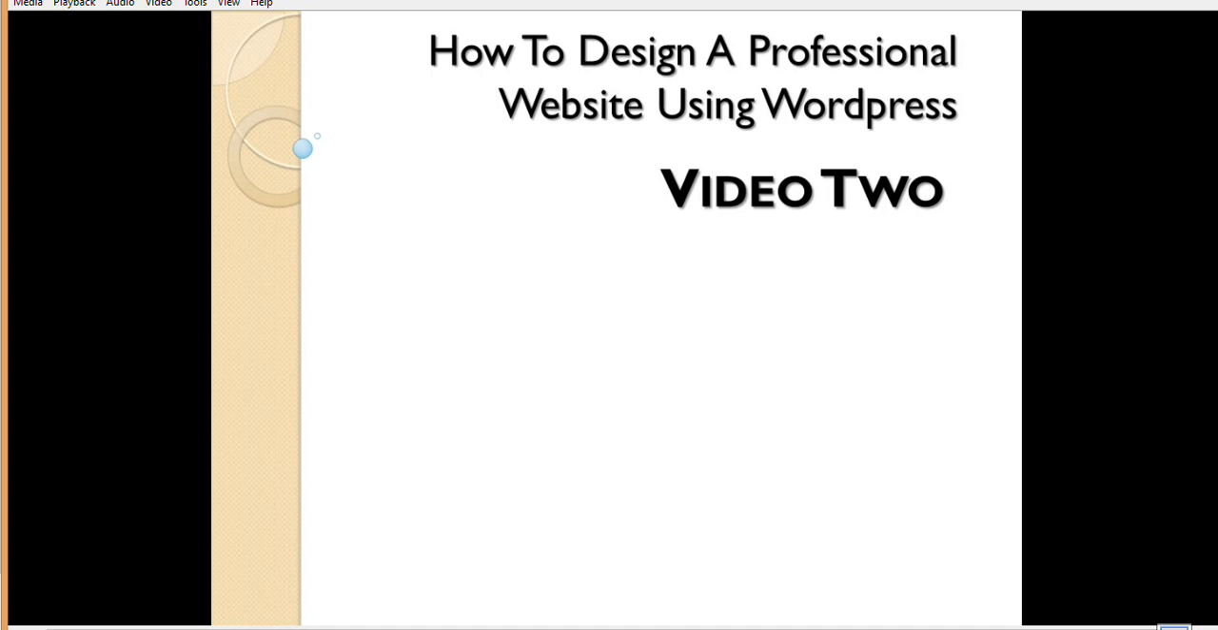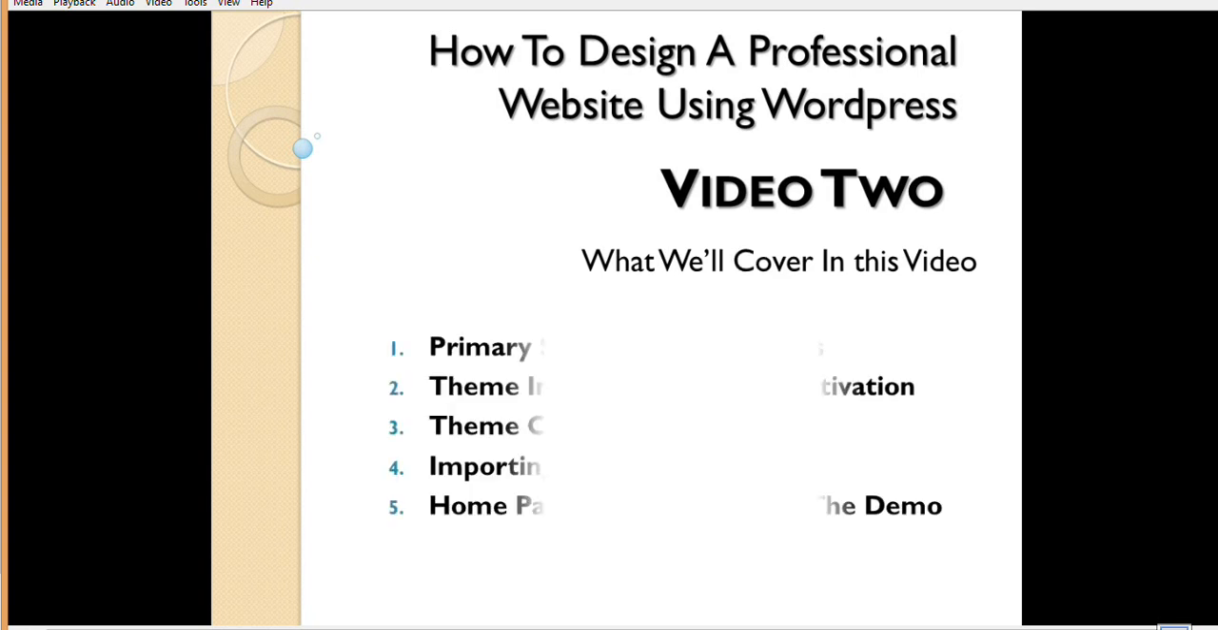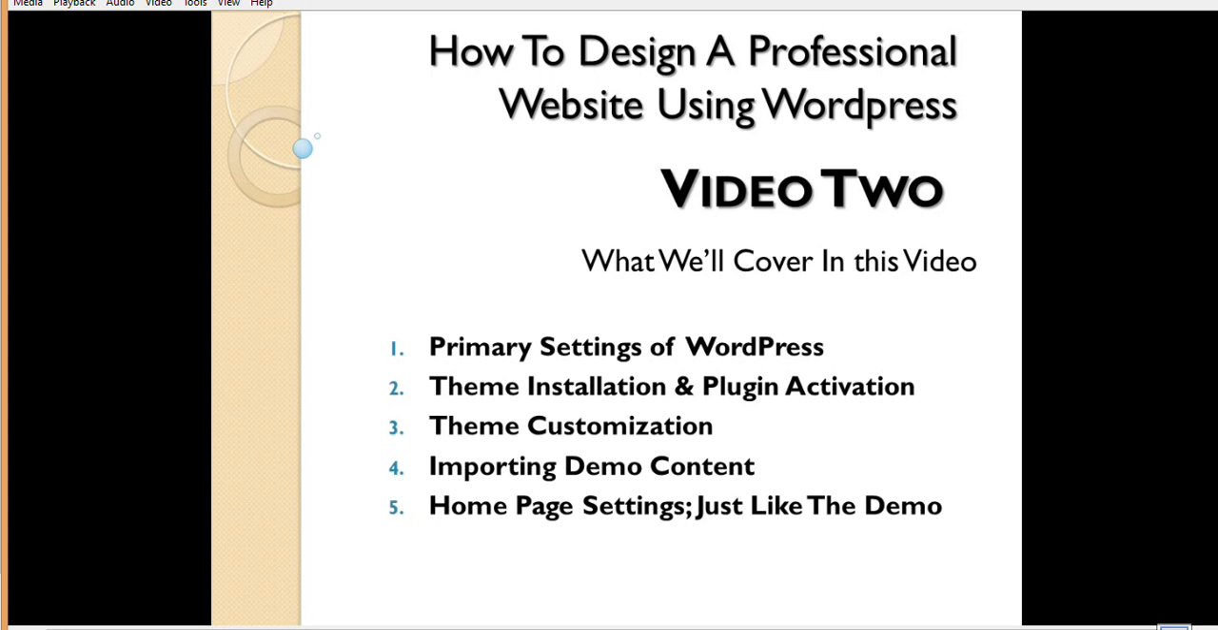Alright, welcome to video 2 of our tutorial on how to design a professional website using WordPress. What we're going to cover in this video are 5 things. The first thing, the primary settings of WordPress, the theme installation, theme customization, import demo content. Demo content will make it look like the demo template that you saw when you see it, and the home page settings. So let's get started.